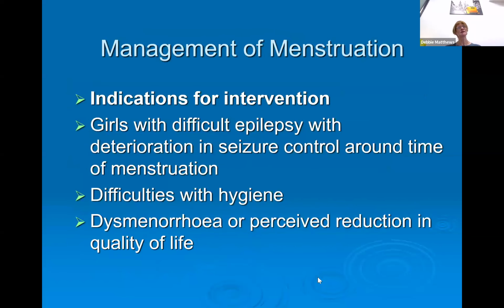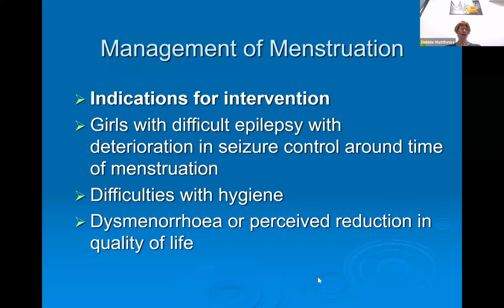So now I want to just move on to some of the social aspects of puberty in those with cerebral palsy. So in girls, one of the fears for parents is menstruation. So these girls having to go through puberty, reach their menarche, and start their menstrual periods. And there are some indications for intervening in this process. And one of these is that girls with difficult epilepsy often experience a deterioration in their seizure control around the time of menstruation, and this can be really marked and difficult to manage.